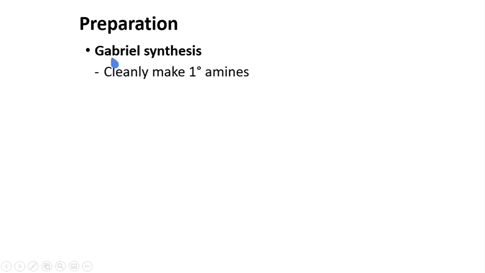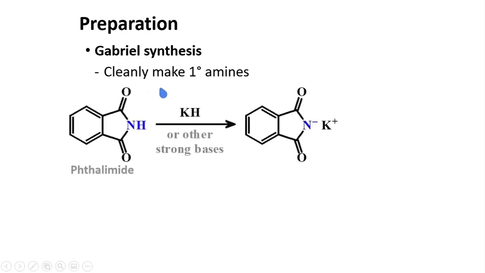An old but still reliable method in making amines is called Gabriel synthesis. This can cleanly make primary amines. Here you will start with phthalimide and react it with a strong base such as potassium hydride to form potassium phthalimide. This reagent, however, is commercially available and you can buy it from many reagent suppliers.